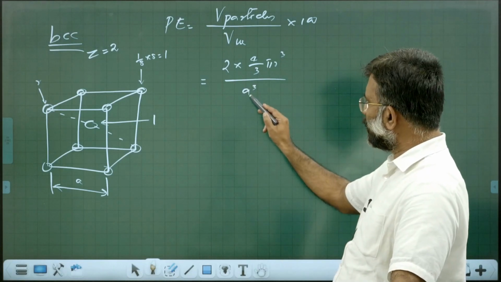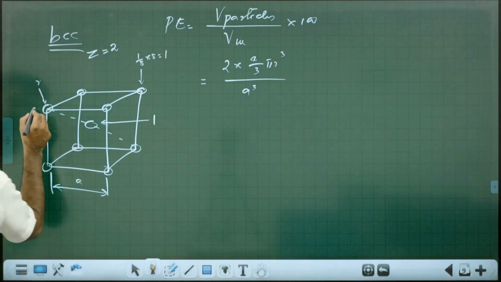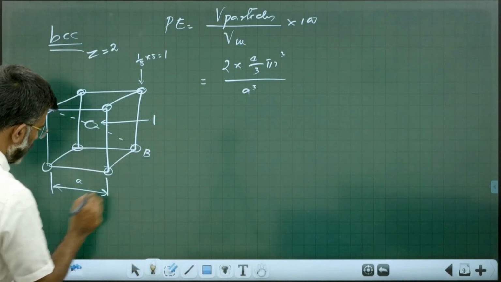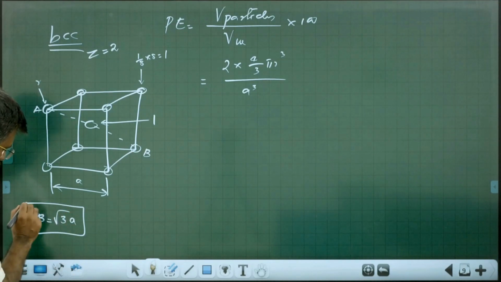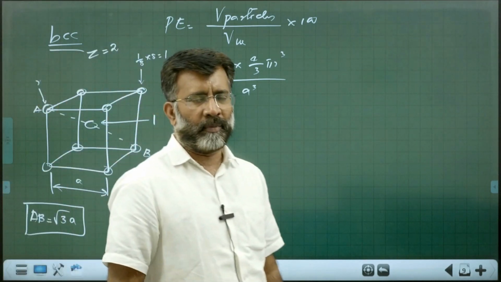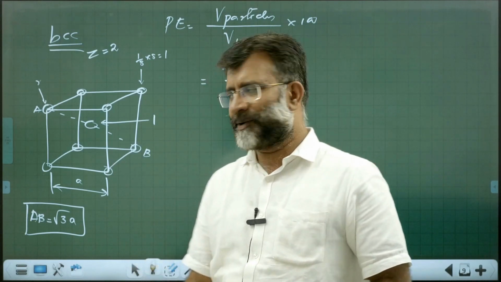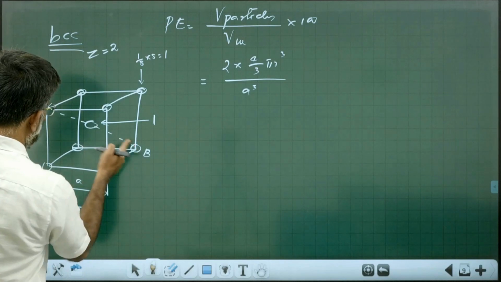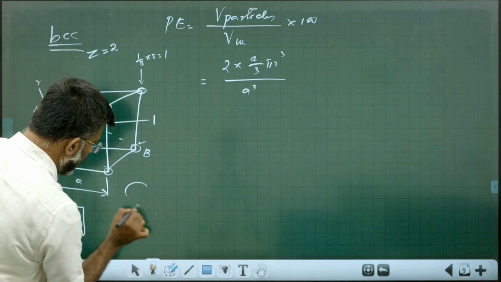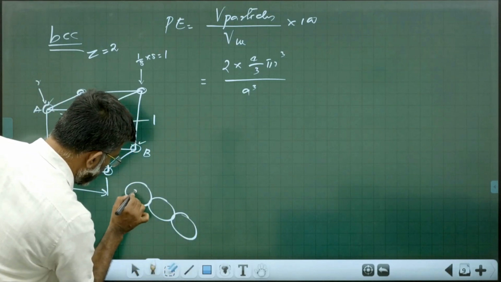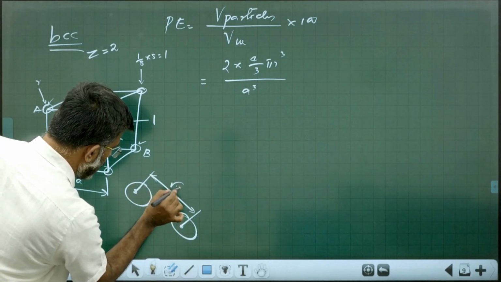Now we need to get a relation between A and R. How to get the relation between A and R? You can take the body diagonal. Body diagonal AB is equal to root 3A. All of you know what is the body diagonal of a cube. Body diagonal of a cube having edge length A will be root 3A. Right? And now how these three particles are available? They are in contact. Particle 1, particle 2, particle 3. They are in contact. And this distance is AB distance, and that is root 3A.